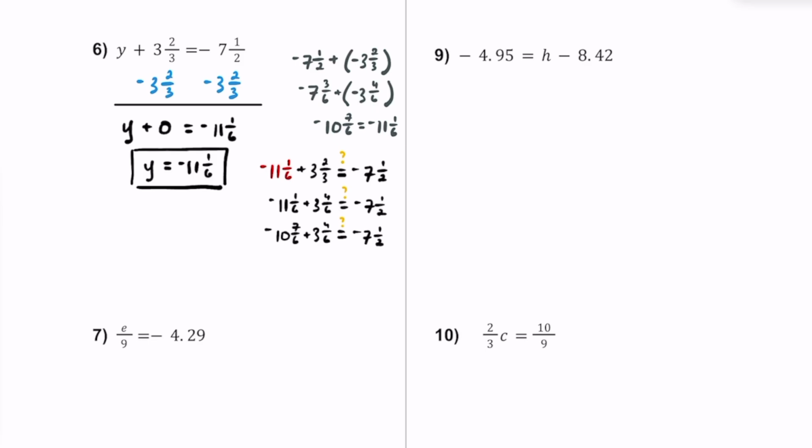So we can just do 10 minus 3, which is 7, and then 7 minus 4, which is going to be 3. So it's going to be negative 7 3/6, but 3/6 is 1/2. So we do have negative 7 1/2 is equal to negative 7 1/2. So the checking here is actually quite a bit of work, just a double check, but hopefully that was good practice to make sure that this does indeed work.